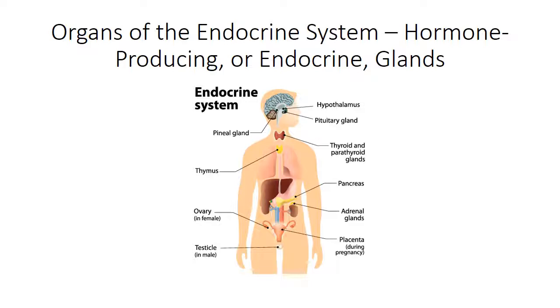Then down below, underneath the liver and behind the stomach, the pancreas. Then on top of the kidney, adrenal glands, and we will talk about the pancreas and adrenal glands in detail, and also glands that have to do with the reproductive system, which we will talk about in next lectures. So that's just a brief overview of what the endocrine system is.